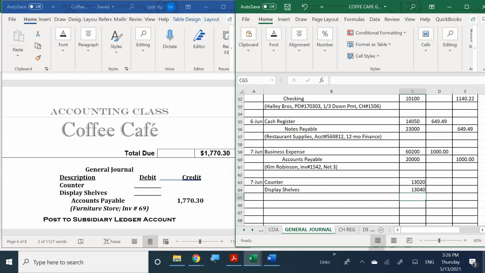And then last but not least, we also recognize that we are going to owe the company money. So therefore, accounts payable, which is account number 2000, how I got that from right above. And it's for the total amount of $1,770.30.